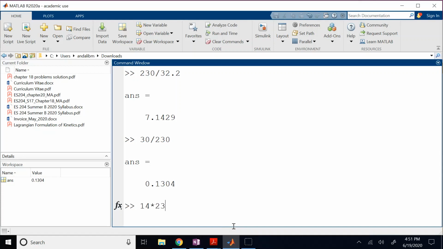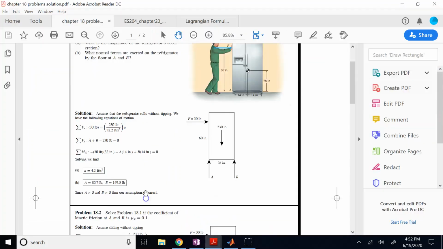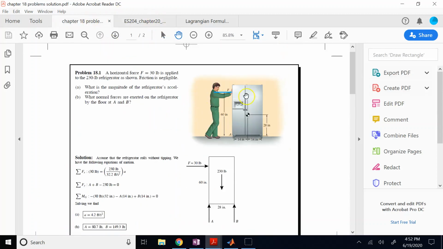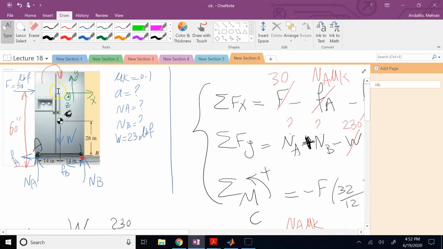So let me show you. If here 60, right? 14 times 230 divided by 60, that is 54. If you applied 54 pound force instead of 30, you would easily tip it over. Okay? So your force was not enough. Or if you made this 60 inches quite taller, probably 90 inches or so. But, well, you have to see if this guy is 90 inches tall itself.